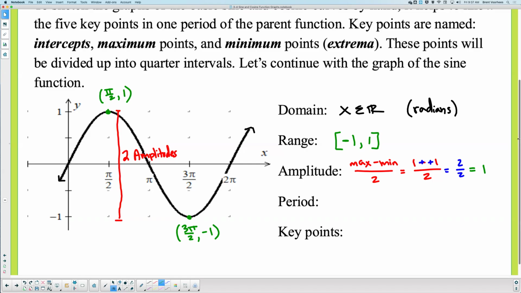Okay, a period is 1 full cycle. We've already talked about this today. Sine has a cycle from here to here. Truthfully, you could also go max to max or min to min, but since I don't have that, this would be 1 period. How long is the period here? That's 1 period or 1 cycle. How long is that? 2 pi. A period is 2 pi.